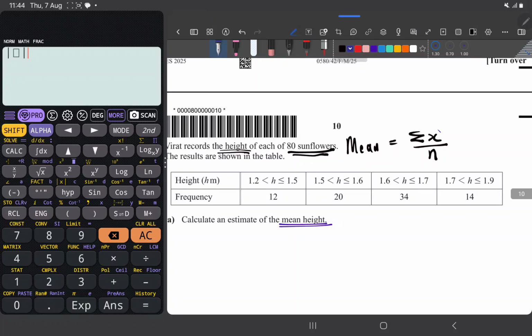They said height 1.2 to 1.5. How many flowers? 12. Okay? Then they said another height 1.5 to 1.6. How many flowers? 20. Another height 1.6 to 1.7. How many flowers? 34. Then another one 1.7 to 1.9. Another one 14. Woo! Really? Yes. Okay? So now they've actually told you they've grouped them.